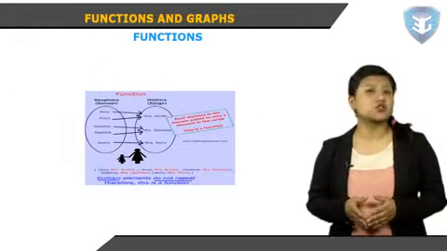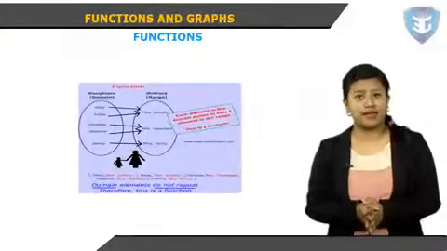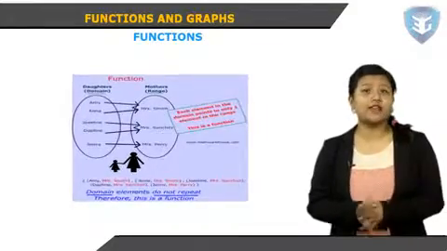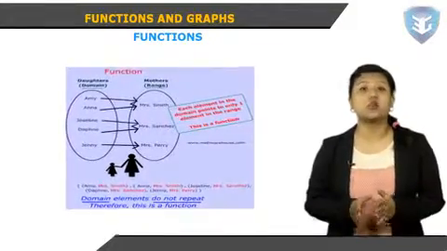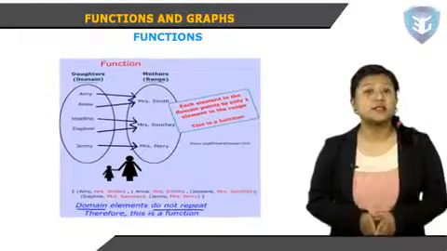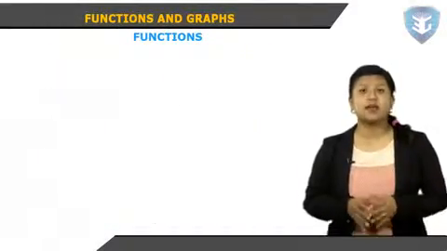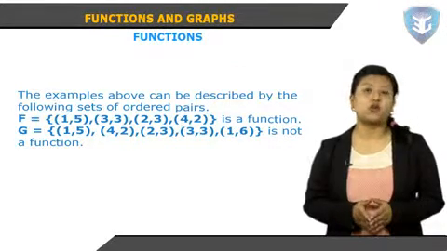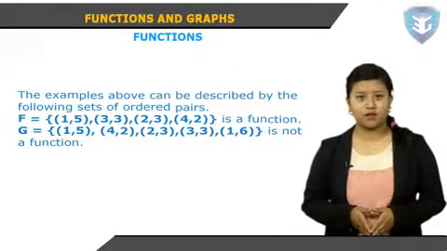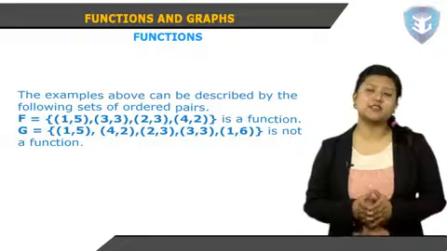A function can also be described as a set of ordered pairs (x, y) such that for any x value in the set there is only one y value. This means that there cannot be any repeated x values with different y values. The examples above can be described by the following sets of ordered pairs. The definition we have given is a general one.